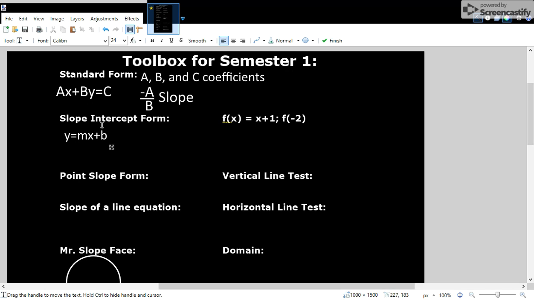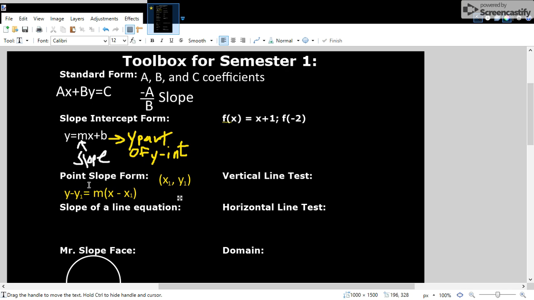The second thing we have is the slope-intercept form. We are given the equation y equals mx plus b, where m is the slope and b is the y-intercept. So the next one is point-slope form. You're given either 1 point and the slope, or you're given 2 points. You have to find the slope first. The equation is y minus y1 equals m parentheses x minus x1.